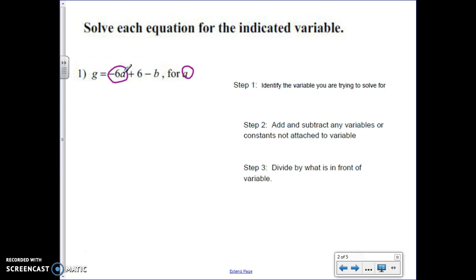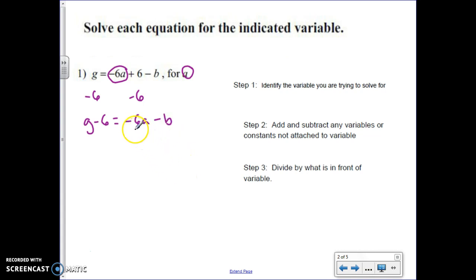So what does that mean? Well, the second step is to add and subtract any variables or constants not attached to the variable. What does that mean? I'm going to get rid of 6 and negative b. So how do I get rid of plus 6? I'm going to subtract 6 from both sides. So right now I have g minus 6 equals negative 6a minus b.